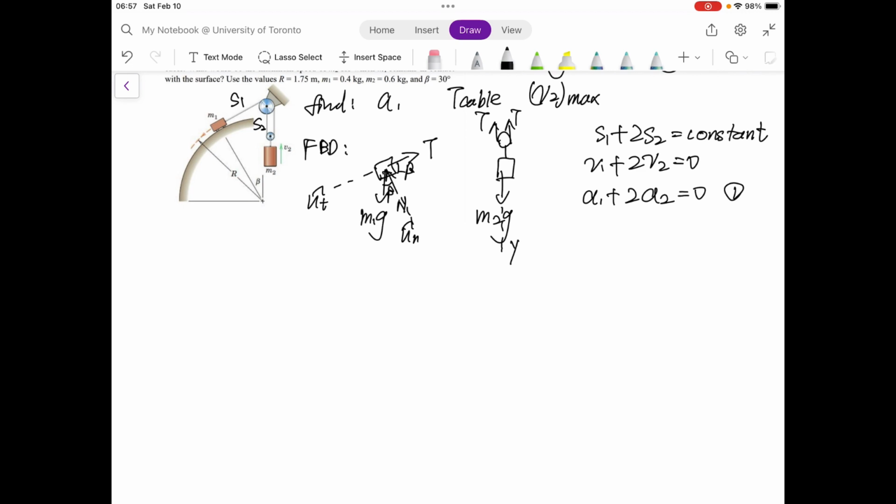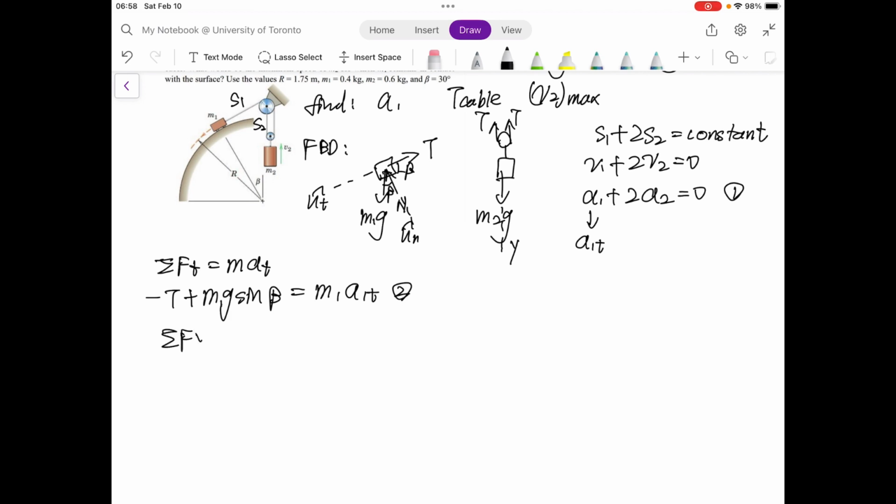And also the sum of forces in the tangential direction is equal to m a tangential. So we have negative T plus m1 g sine beta is equal to m1 a1t. As we can find, this a1 right here is actually equal to the acceleration of the mass in the tangential direction, so it's equal to a1t. Here's our equation number 2.